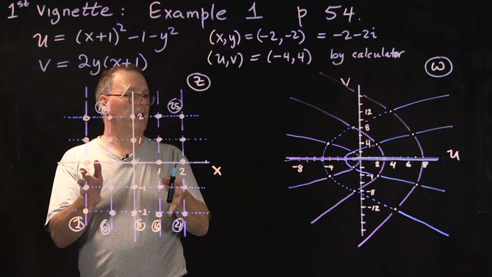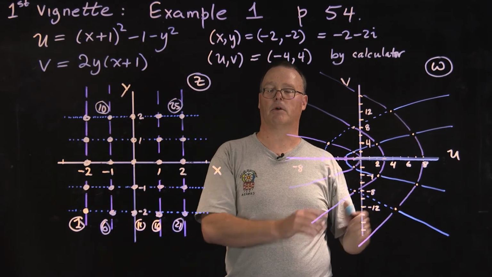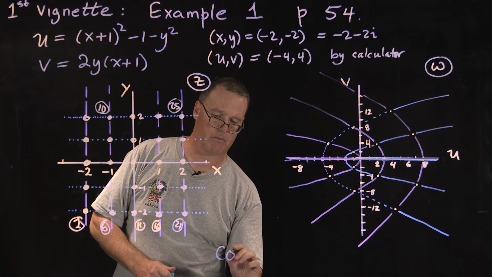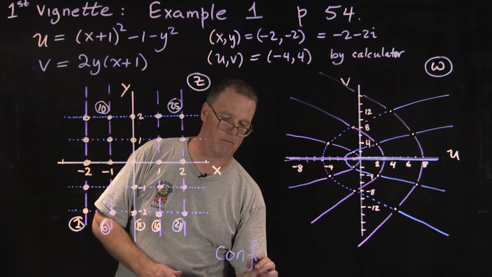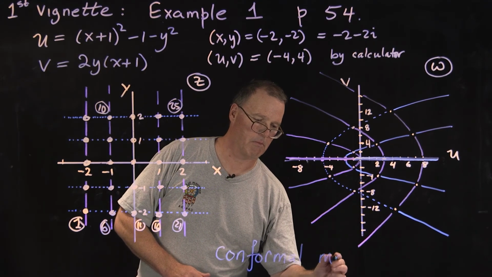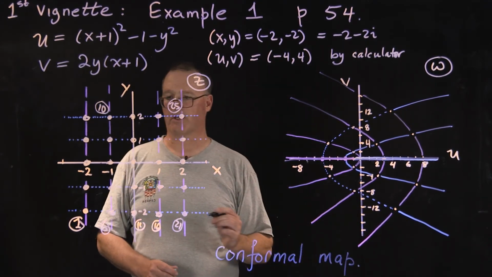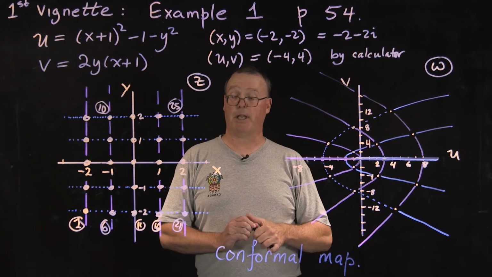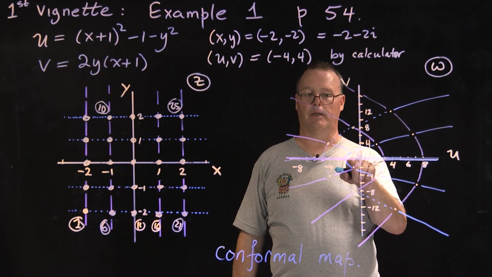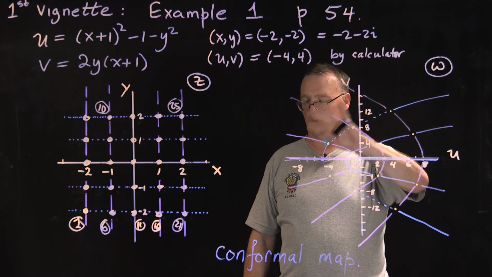So we start with a net and we end with a net. This is called a conformal map. Well, it's conformal except at one special place, and that's the place where these things collapse. So this place here, this map is not conformal, but everywhere else.